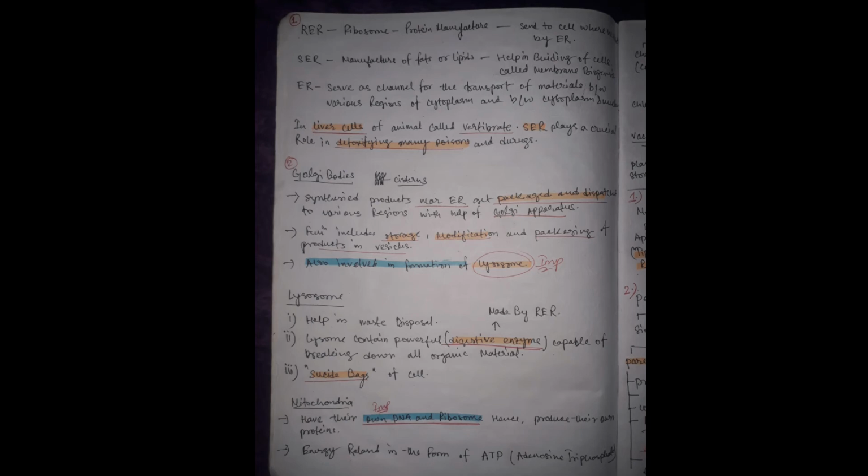Next is lysosome. Lysosomes are a kind of waste disposal system of the cell. Lysosomes help to keep the cell clean by digesting any foreign material as well as worn out cell organelles. Lysosomes are able to do this because they contain powerful digestive enzymes capable of breaking down all organic materials. For example, when the cell gets damaged, lysosomes may burst and the enzymes digest their own cell. Therefore, the lysosomes are also known as the suicide bags of the cell. And these enzymes are made by the rough endoplasmic reticulum.